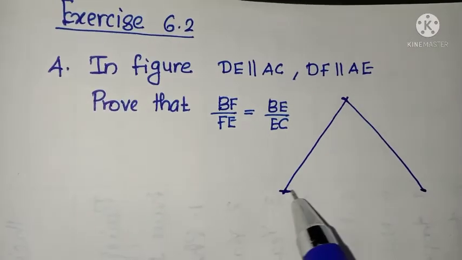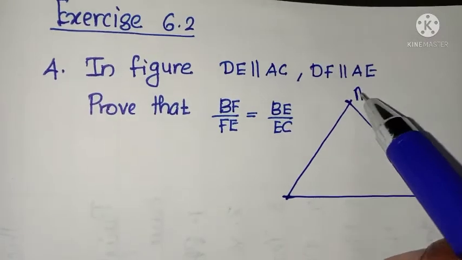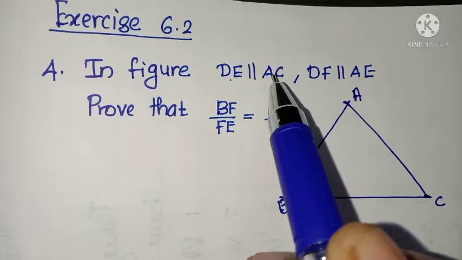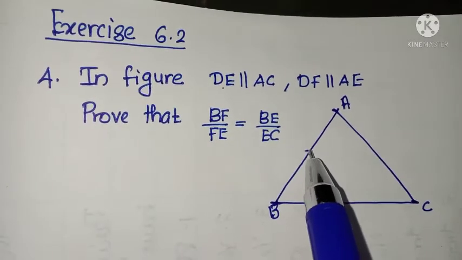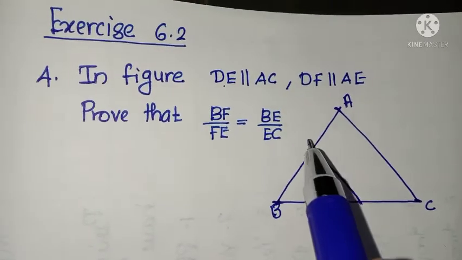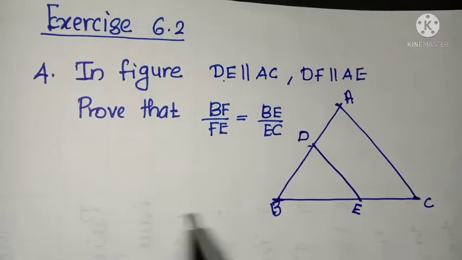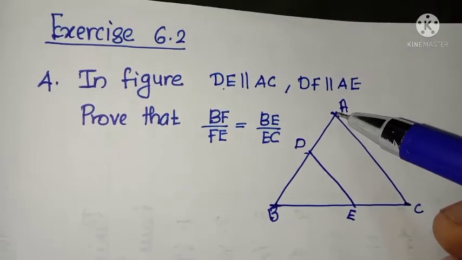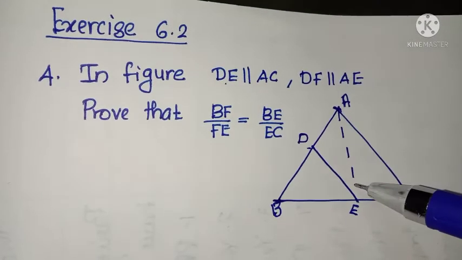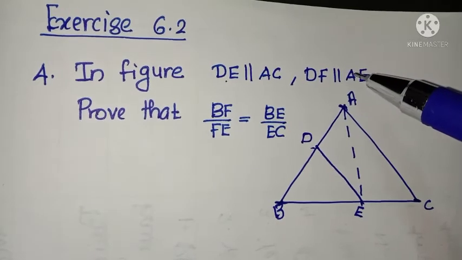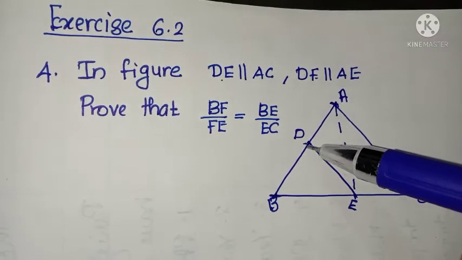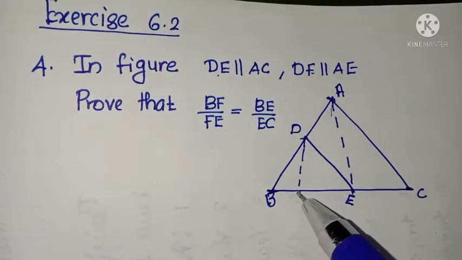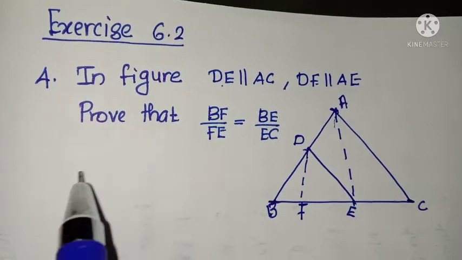In the question, the figure is given. See the figure. There is a triangle ABC and DE is parallel to AC. So draw a line parallel to AC. This is DE. And DF is parallel to AE. So first you have to join AE. So this is the line AE. So draw a line DF parallel to AE. So this is the figure.